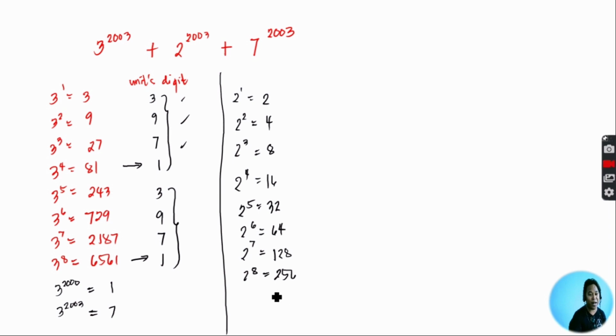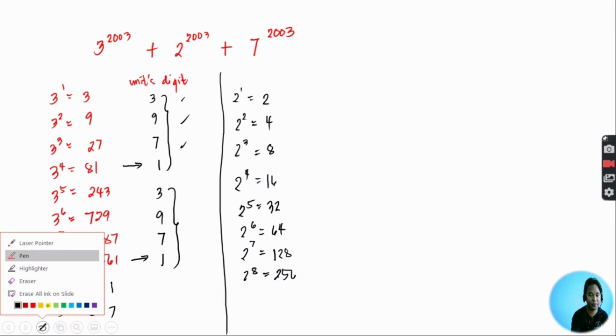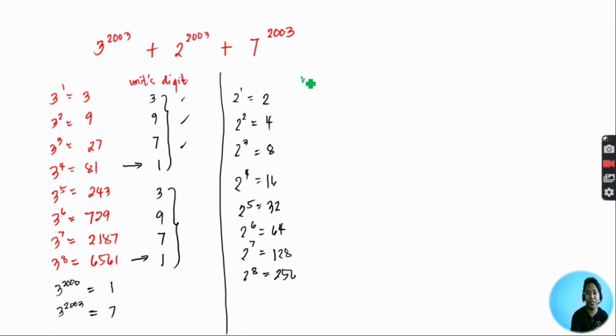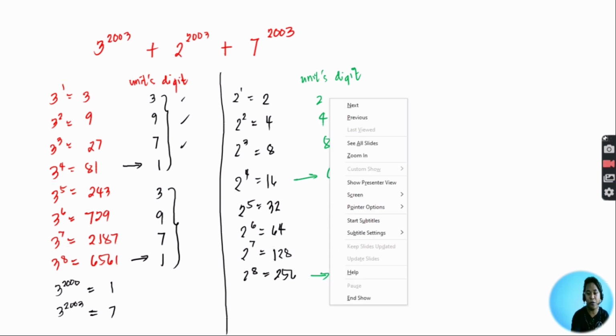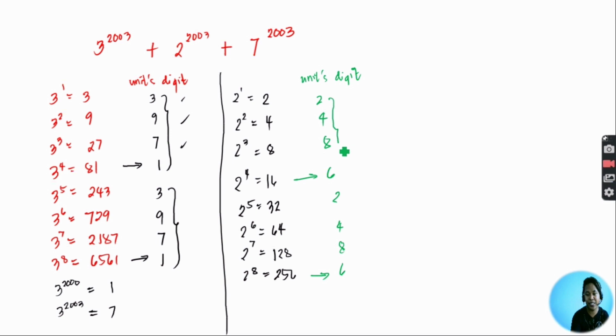So, may nakita ulit ba kayo na pattern? Yes naman. So, yun po. So, units digit again. So, yung units digit natin, we have 2, 4, 8, 6, 2, 4, 8, 6. So, ayan po. So, after 4 ulit. So, 2, 4, 8, 6, 2, 4, 8, 6.